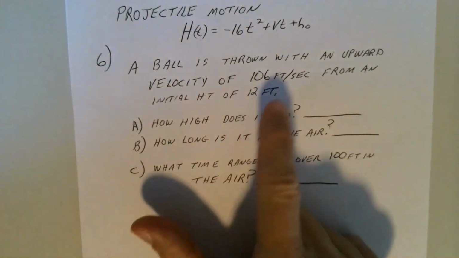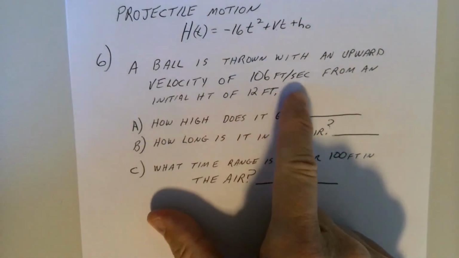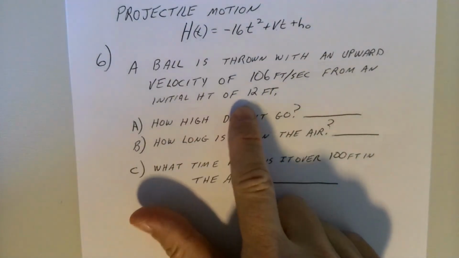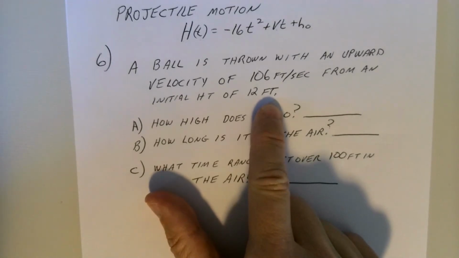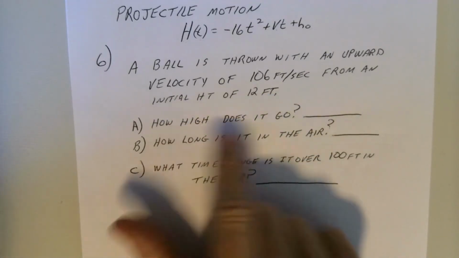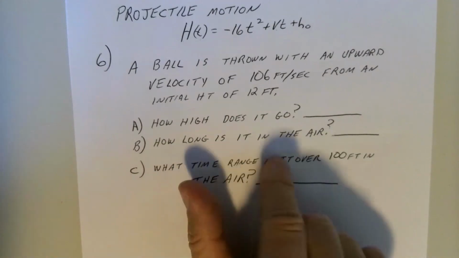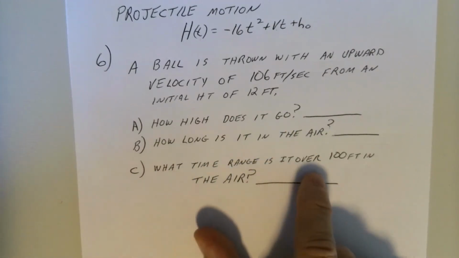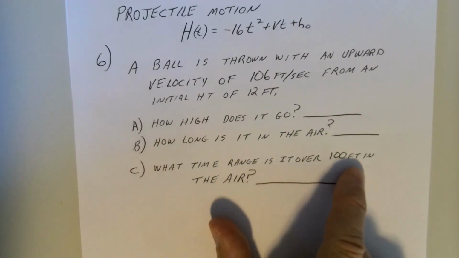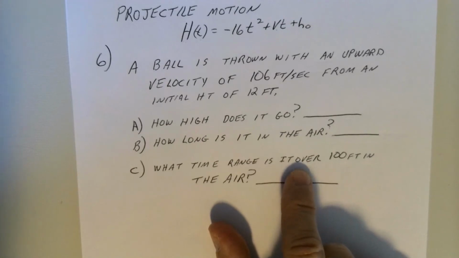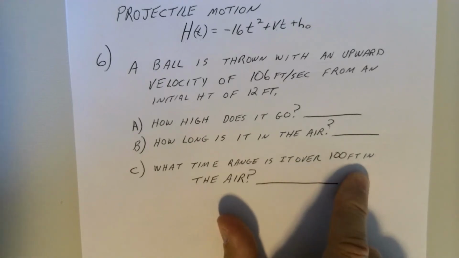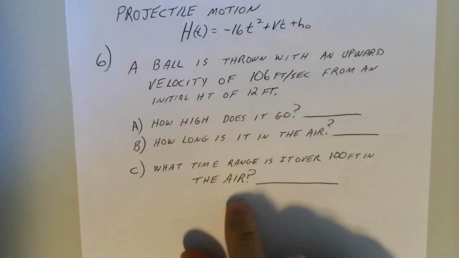So I've got this statement right here. It says a ball is thrown with an upward velocity of 106 feet per second from an initial height of 12 feet. Awesome. So then we're asking 3 questions. How high does it go? How long is it in the air? And what time range is it over 100 feet? So from what amount of time to what amount of time is it at least 100 feet in the air? Good deal?